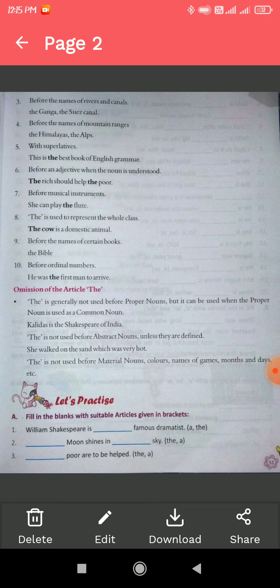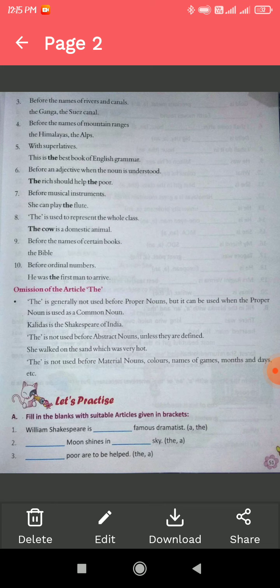Point number 6. Before an adjective, when the noun is understood: the rich man should help the poor. Here the rich is a noun and it is understood by us. So we should add the article the before an adjective. The adjective is poor.